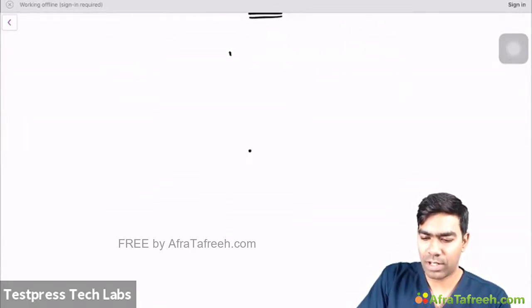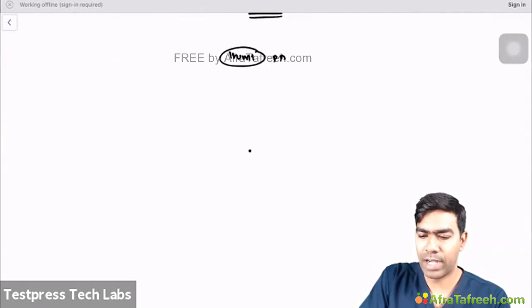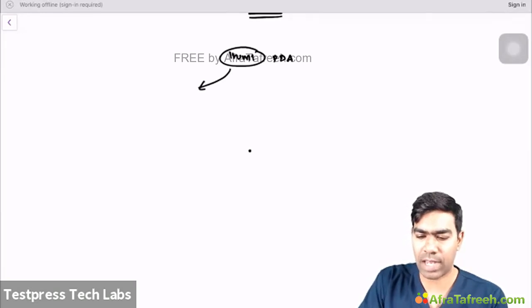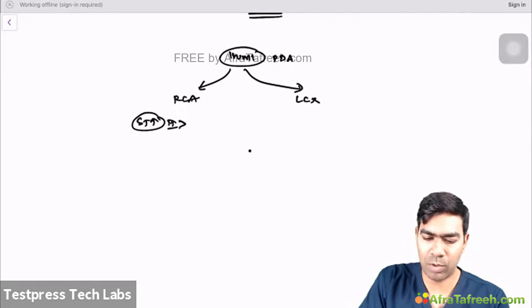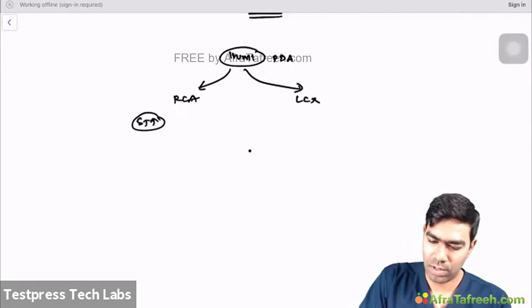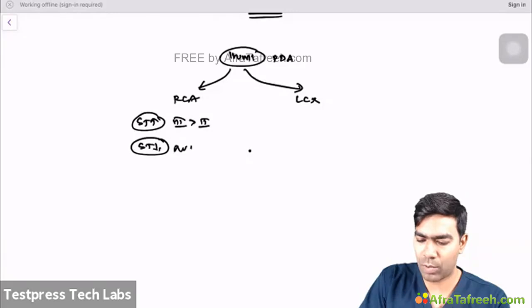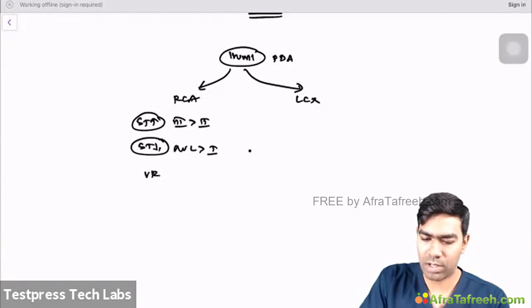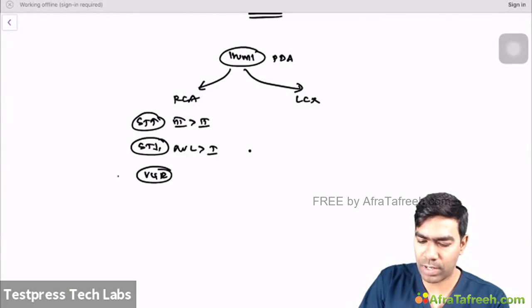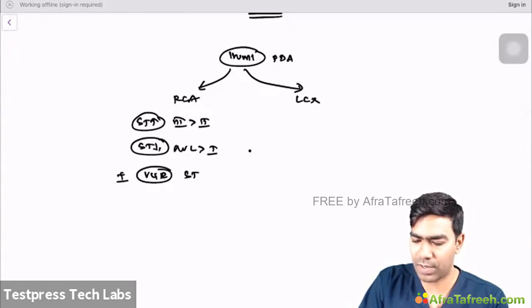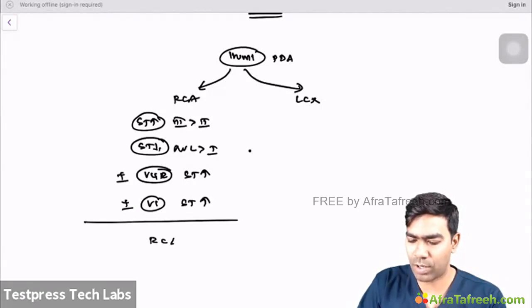What all have we seen? Inferior MI is usually due to PDA ischemia. PDA ischemia can happen due to RCA involvement or due to circumflex involvement. ST elevation in 3 more than 2, and ST depression in aVL more than 1, and V4R, these are associated things, plus or minus ST elevation in V4R, and plus or minus ST elevation in V1. All that concludes surely it's a right coronary artery involvement only.